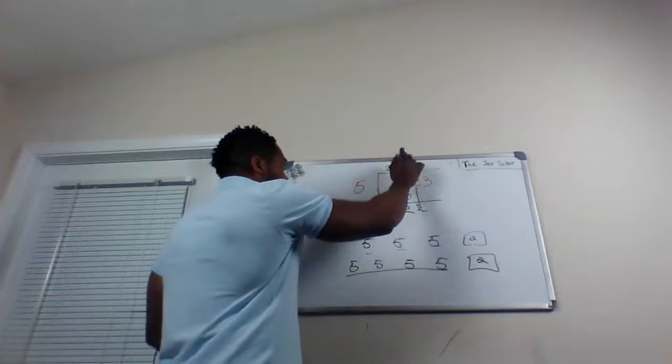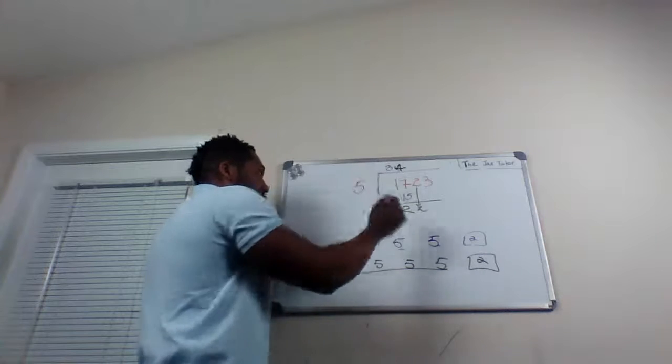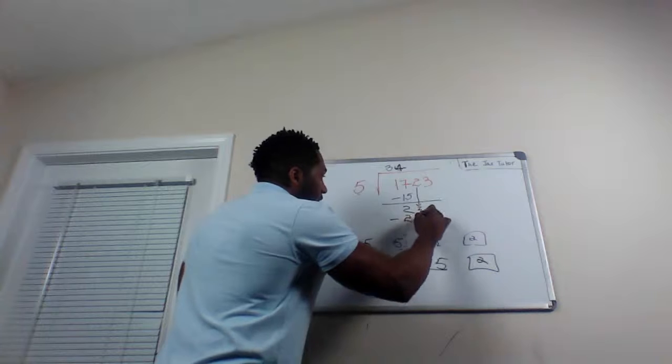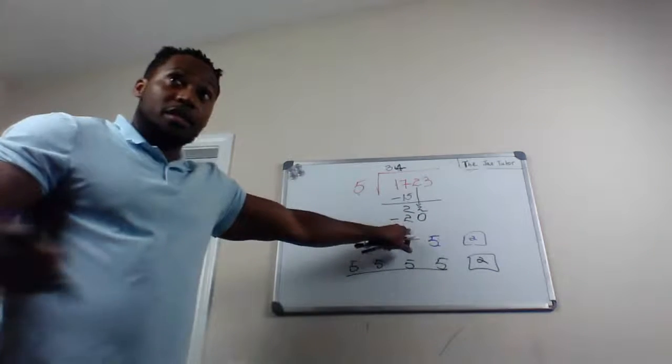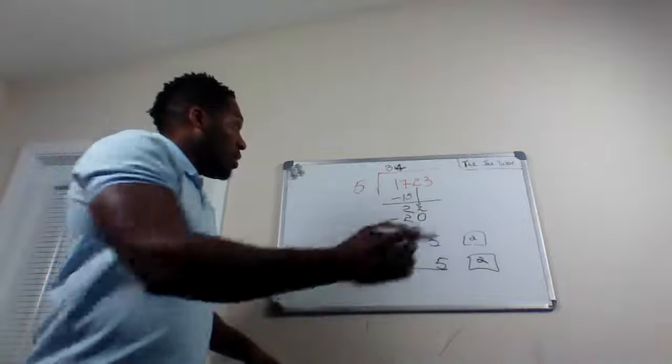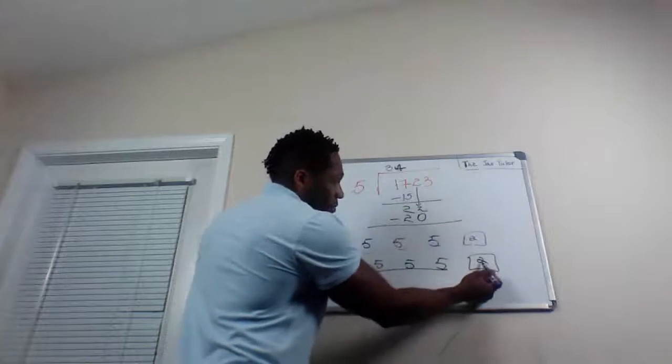So 5 goes into 22 4 times, sorry. 4 times 5, 20. So I take the 20 and put a negative 20 here. The reason why I put negative 20, the same thing as earlier, is because I want to take that away from this 22. And what's left is the remainder.